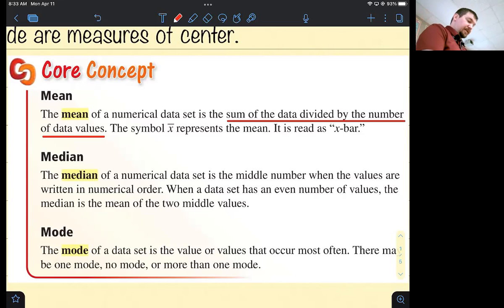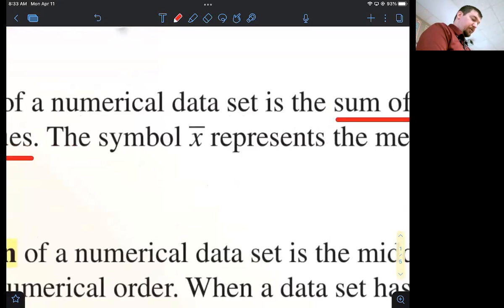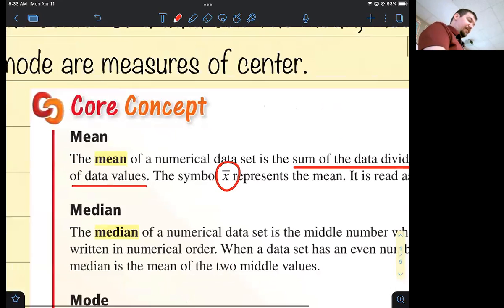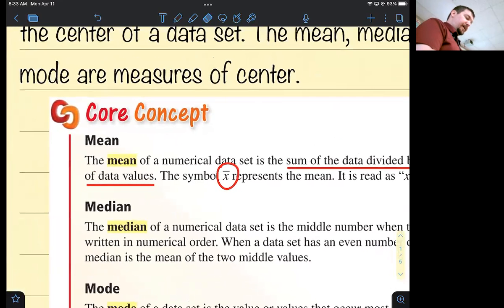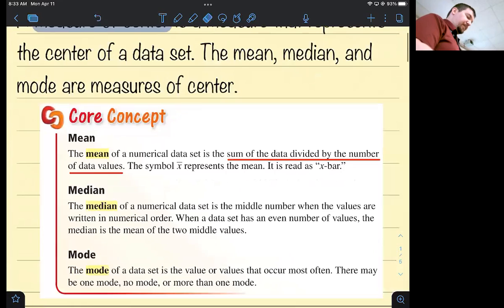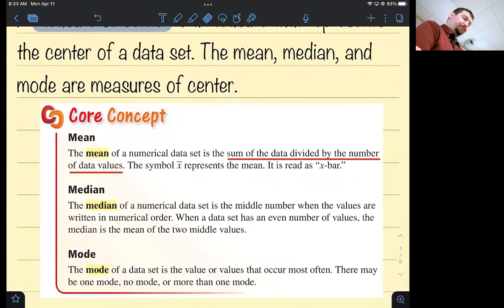Now, I didn't know this until I looked here, but apparently you can represent that as X bar, where if they call a data set X, they may put a bar over it, and that means find the mean of it. I've never seen that before, even in my math career. So if you ever see that, you'll know it means mean, but it's not going to be on your homework. It's not something that's very well known.